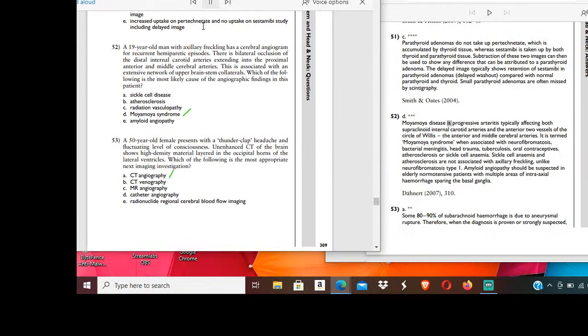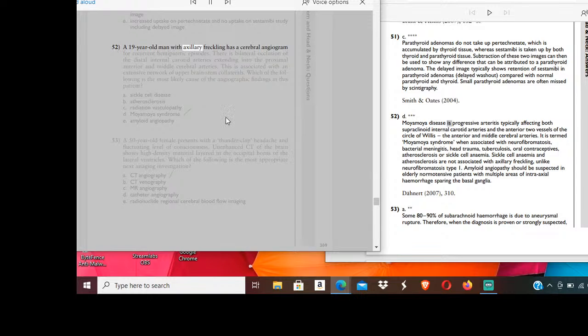52. D. Moyamoya disease is... 52. A 19-year-old man with axillary freckling has a cerebral angiogram for recurrent hemiparetic episodes. There is bilateral occlusion of the distal internal carotid arteries extending into the proximal anterior and middle cerebral arteries. This is associated with an extensive network of upper brainstem collaterals. Which of the following is the most likely cause of the angiographic findings in this patient?